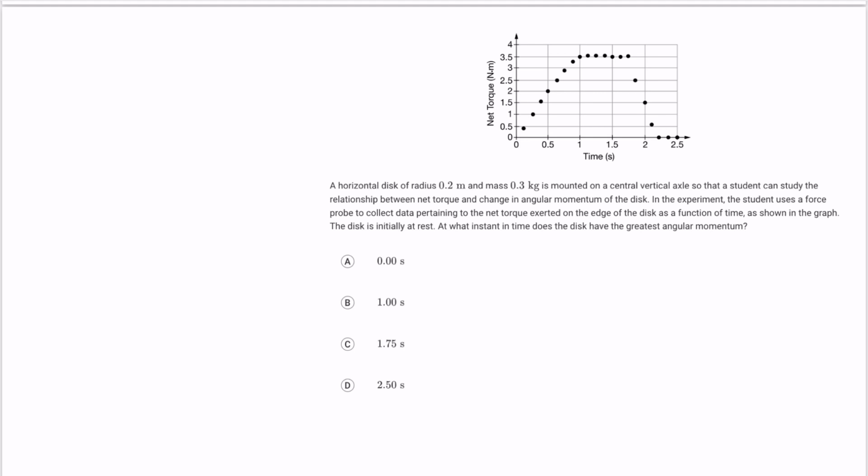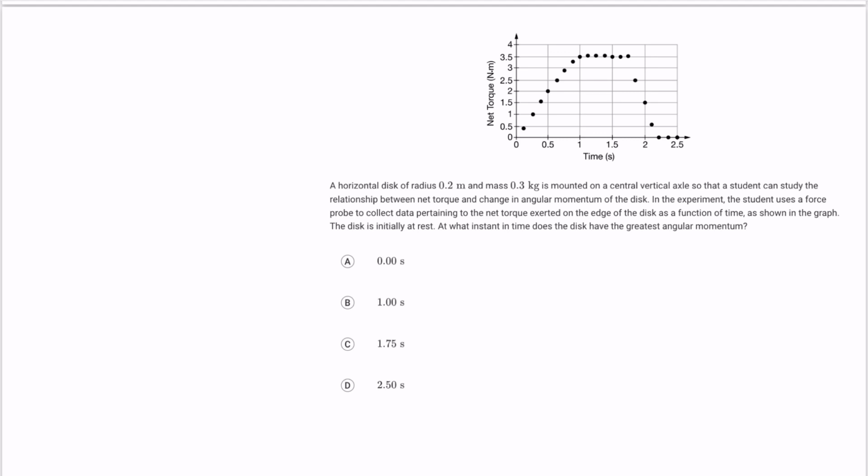So this question says, a horizontal disc of radius 0.2 meters and mass 0.3 kilograms is mounted on a central vertical axle so that a student can study the relationship between net torque and change in angular momentum of the disc. In the experiment, the student uses a force probe to collect data pertaining to the net torque exerted on the edge of the disc as a function of time, as shown in the graph.